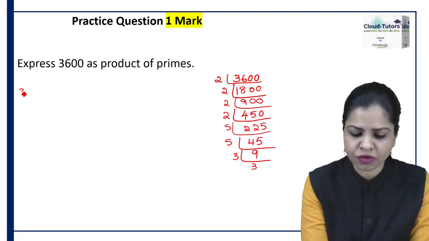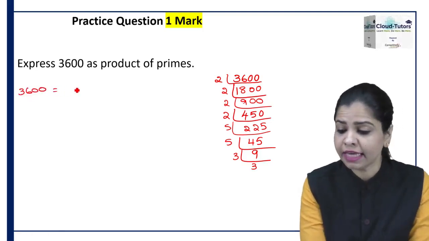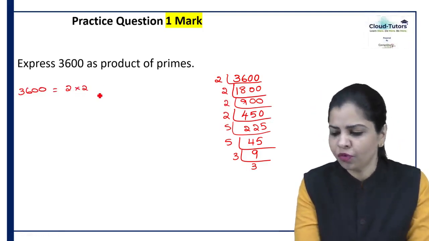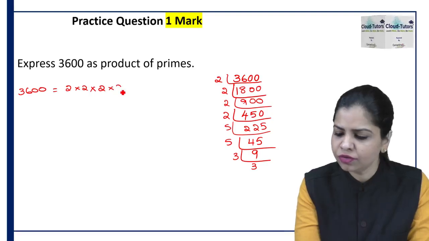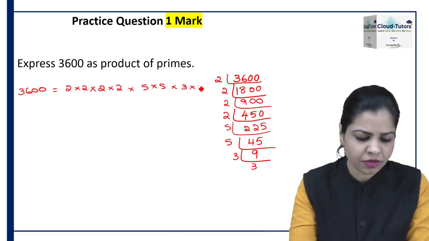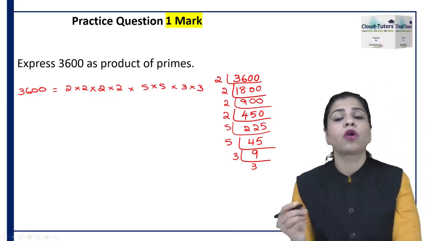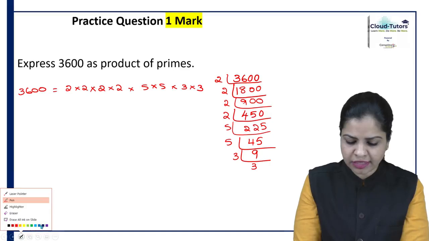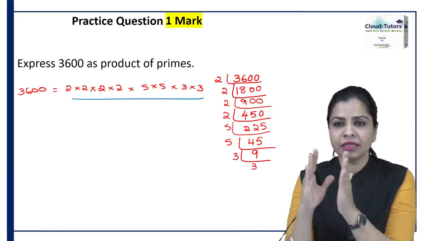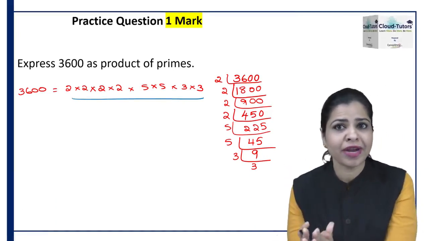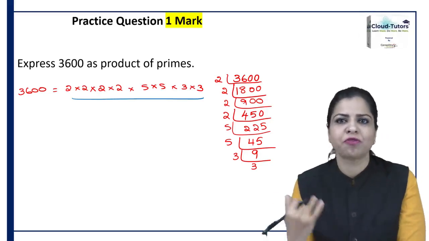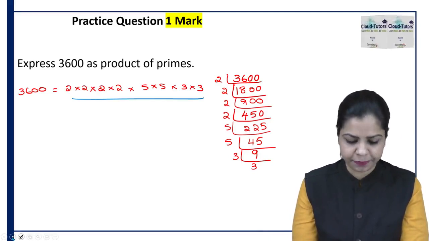So let's write this. So 3600 is equal to 2 into 2. How many 2's? 1, 2, 3, 4. 4 2's, right? 2 into 2, and then I have 5's, and then 3 into 3. So when they ask you to write the product of primes, this is what is expected of you. This is the product, right? You have used prime numbers to find its factors, and basically you have found factors in terms of prime numbers. So yep, this is your answer.